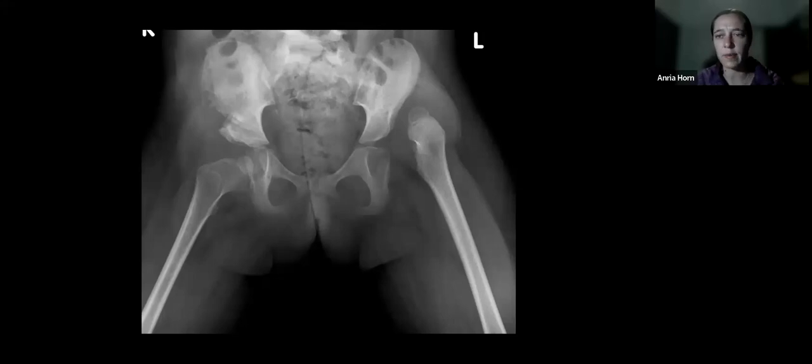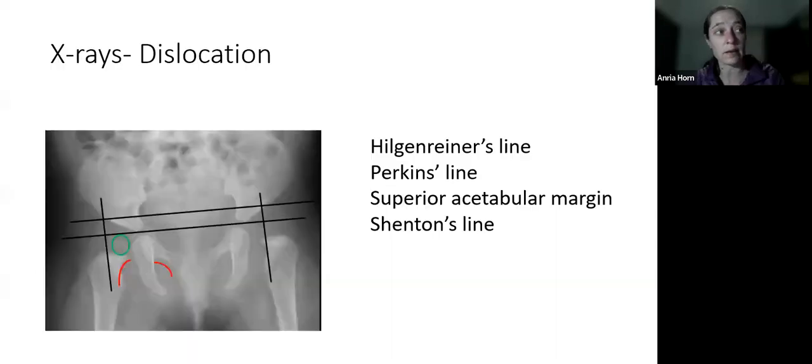We've done the other side as well, but I can't remember who this patient is, so I couldn't find her X-rays. But there she had exactly that. She had an open reduction, and she actually then ended up not needing a femoral shortening, which was unexpected.